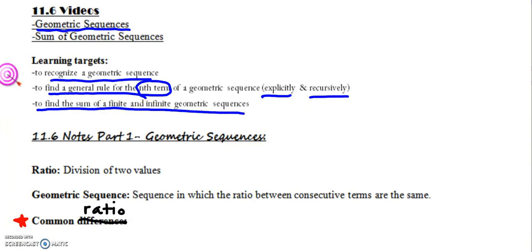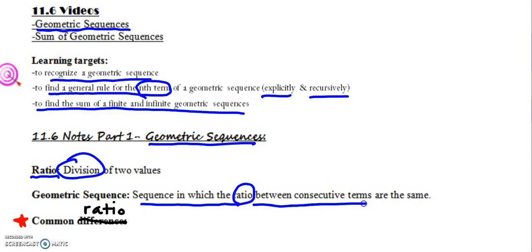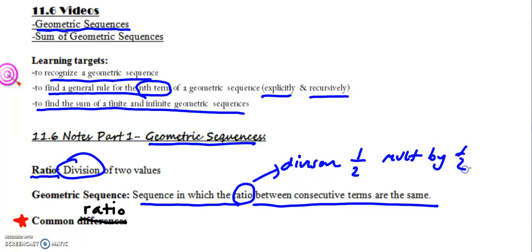So the main difference between arithmetic and geometric is really the type of pattern between the output values. In arithmetic, we talked about common differences. For geometric, we talk about a common ratio or a common division. A geometric sequence is defined as a sequence in which the ratio between consecutive terms is the same. Whenever I see ratio, I think division, but remember that division is also multiplication. Like 1 divided by 2 does mean divided by 2, but it also could mean multiply by 1/2. So think of geometric as more of a multiplication or division relationship, and arithmetic as more of an addition and subtraction relationship.